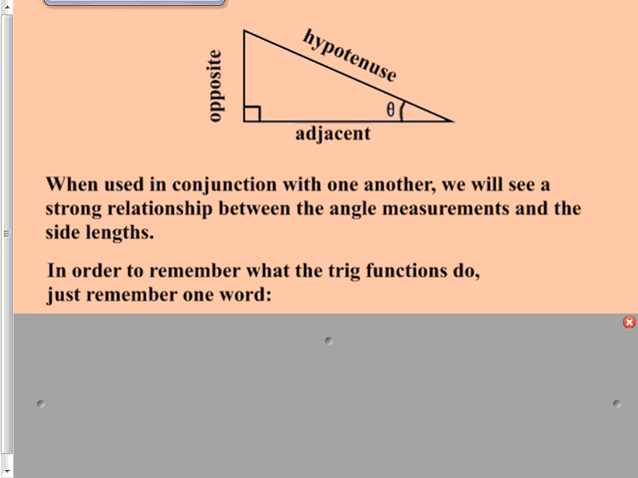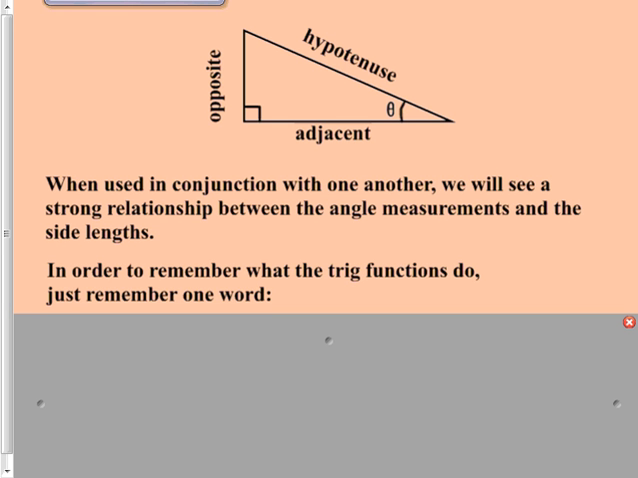Okay. Now, when used in conjunction with one another, we're going to see a very strong, solid relationship between angle measurements and side lengths. Now, we've already flirted with a little bit of a relationship. We know that the largest sides and the largest angles are across from each other in the triangle. Smallest sides and smallest angles are across from each other in the triangle. We know that, but what we're talking about now is we're actually going to be able to calculate side lengths based upon angle measurements. And we're going to calculate angle measurements based upon side lengths. So these rules are going to be a little bit different for us.